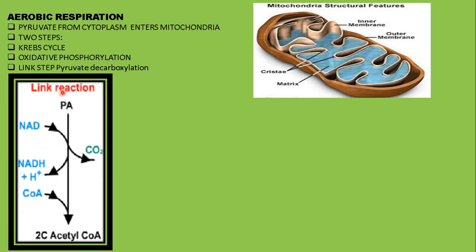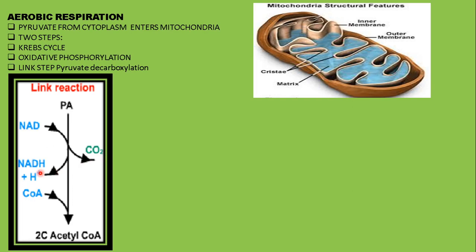So here in the link reaction, what happens? Pyruvic acid gets converted to acetyl coenzyme A, a 2-carbon compound, and during that process there will be yield of a carbon dioxide molecule and also one NADH. Here coenzyme A enters into the reaction, that means pyruvic acid plus coenzyme A plus NAD forms acetyl coenzyme A plus carbon dioxide plus NADH.